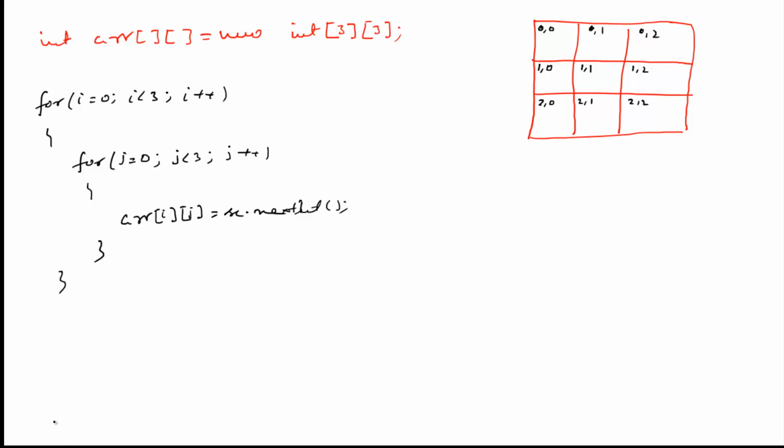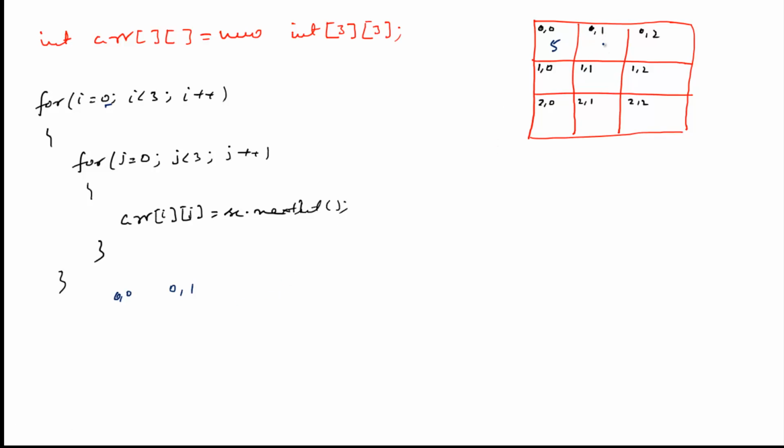Here you see the first i is 0 and then j is 0. So first it is i 0, j 0, and it will input, say I'm inputting 5 here. Then j becomes 1 and i remains 0, because it will run 3 times. So j becomes 1, so 0 and 1. So 0 is the ith value and 1 is the jth value.